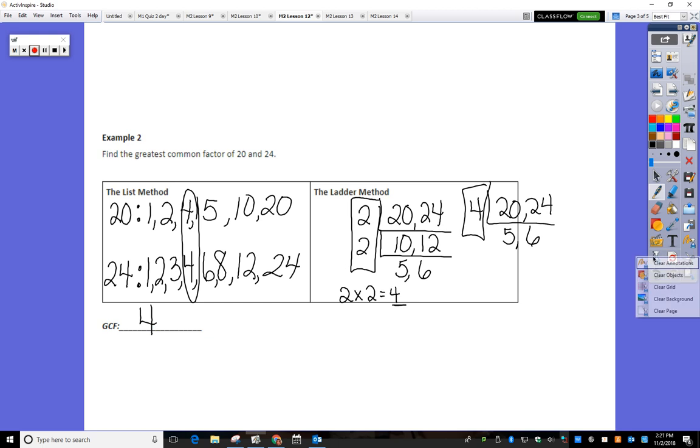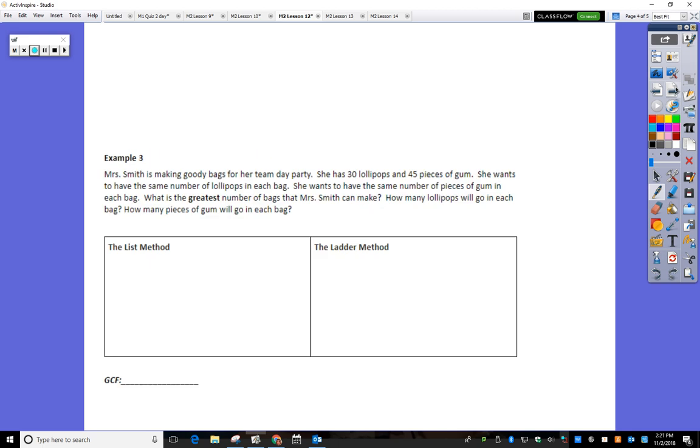Okay, let's look at another one. This time we're looking at a word problem. This one says Mrs. Smith is making goodie bags for her team day party. She has 30 lollipops and 45 pieces of gum. She wants to have the same number of lollipops in each bag. She wants to have the same number of pieces of gum in each bag.